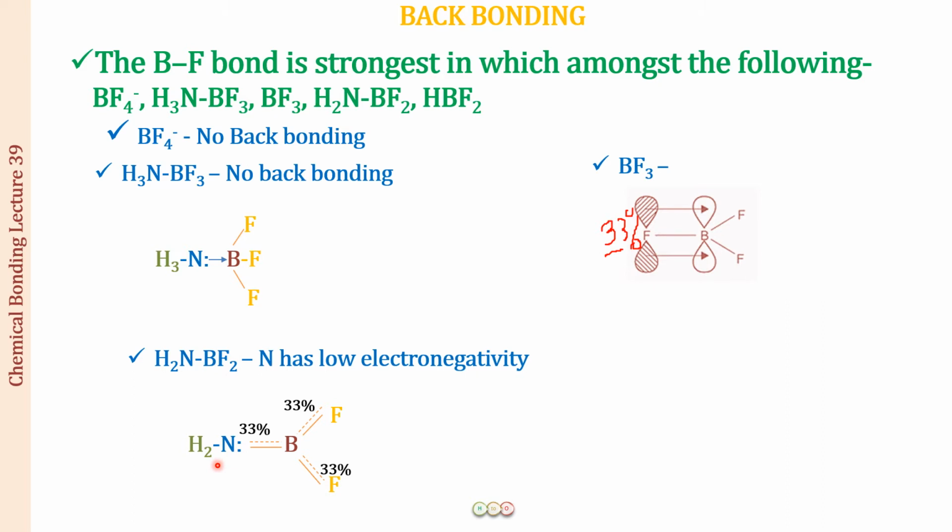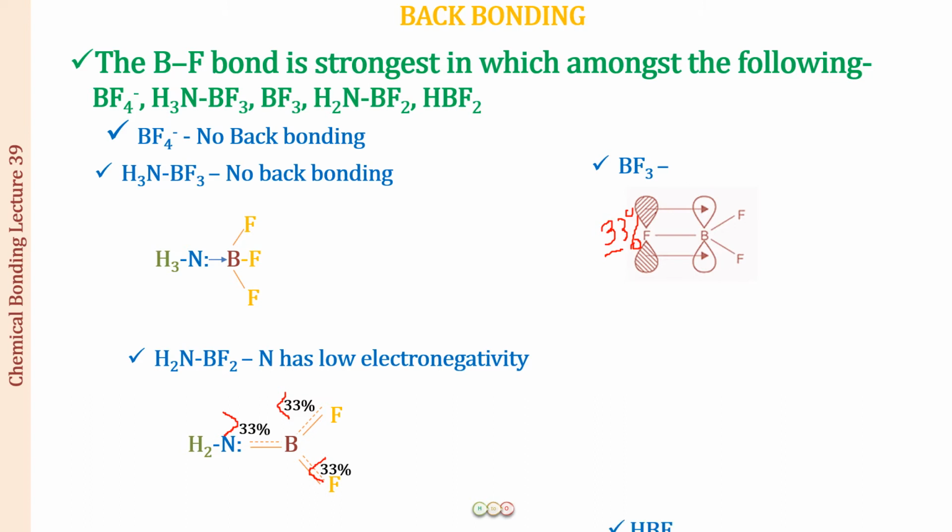And you all know that nitrogen has lower electronegativity than fluorine. So nitrogen will be having a better donor tendency in comparison to fluorine. Fluorine will have a tendency to pull the electron pair more towards itself in comparison to nitrogen. So the partial double bond character of the boron nitrogen bond imparted by nitrogen is going to be more, and the partial double bond character of the BF bond will be less than 33%. I hope you can understand this. So it is going to be less than 33% partial double bond character for each of the BF bond.